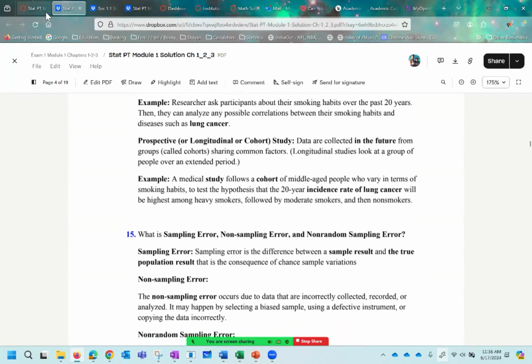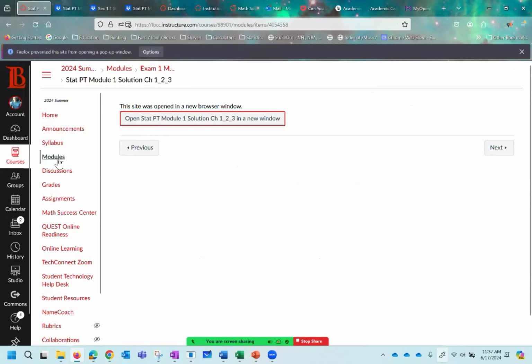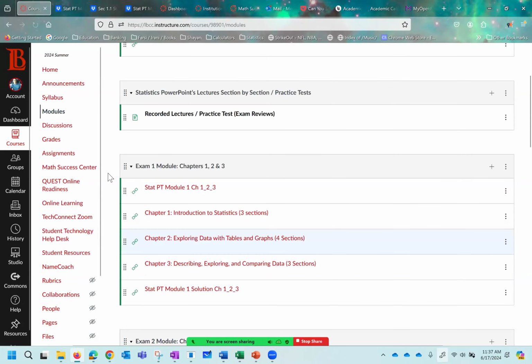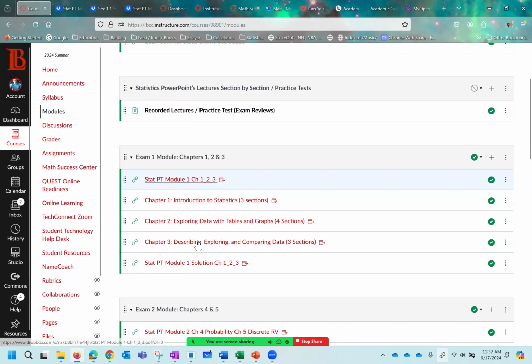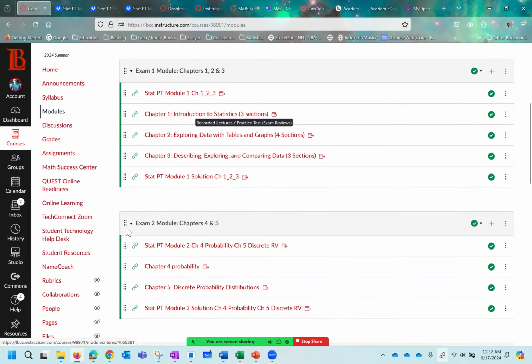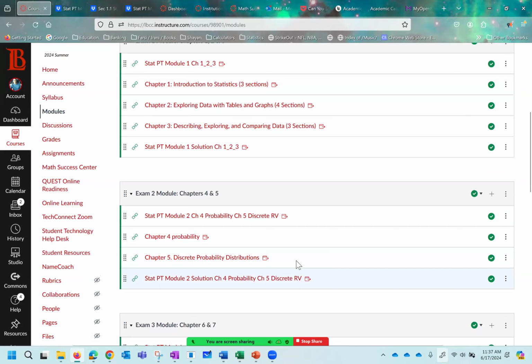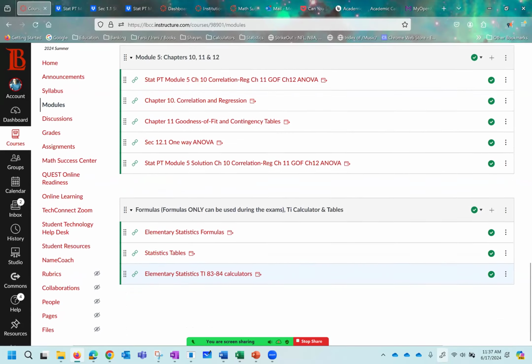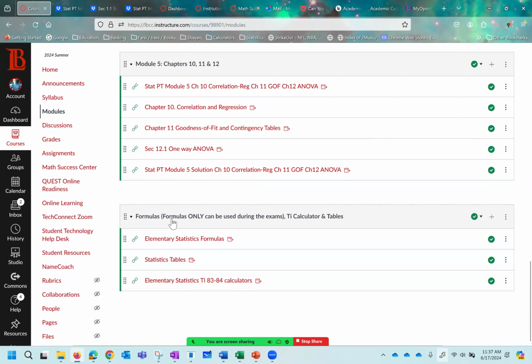And remember, this one is the practice test. This one is the solution to the practice test. Under the recorded lectures, you can find the recorded practice test solution as well. So everything that you need is given to you. Now, the exam 2 module repeats in the same manner as I mentioned. And as you go to the last module here, this would be resources: formulas, TI calculator, and so on.